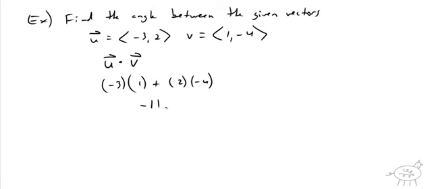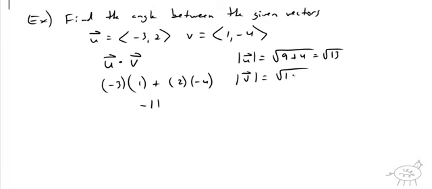All right, and then I need the magnitudes. So the magnitude of U is equal to the square root of negative 3 squared, which is 9, plus 2 squared, which is 4. So that's the square root of 13. And the magnitude of V is equal to 1 squared, which is 1, plus negative 4 squared, which is 16. So it's the square root of 17. So your U dot V, which is negative 11, is equal to the square root of 13 times the square root of 17 times cosine of theta.